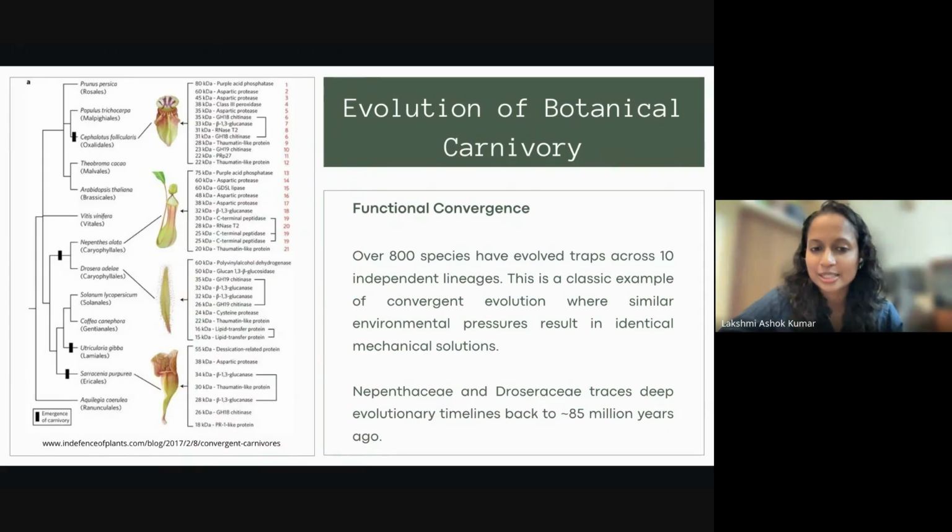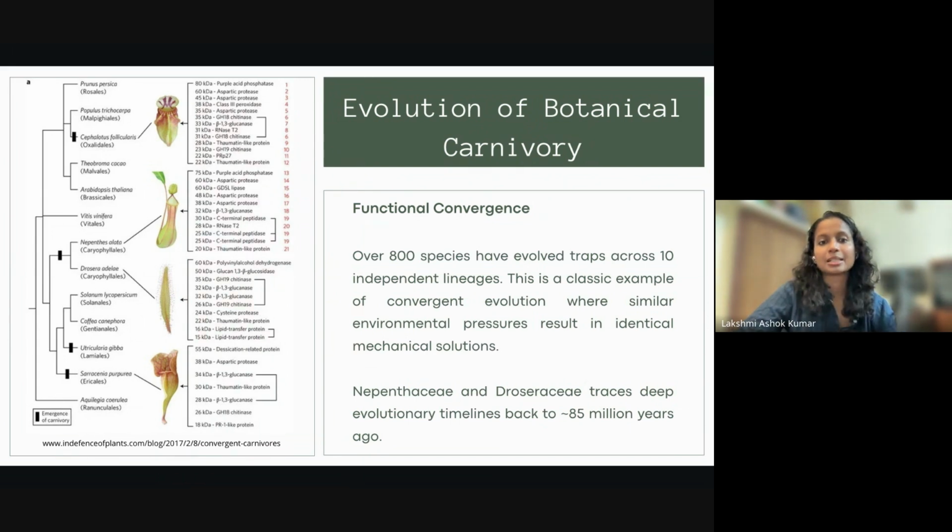So when you're looking at different species of carnivorous plants that are already being studied now across the world, there are over 800 species. All these 800 species, or even more than 800 species, now more of them are getting hybridized. New species are even being found very recently. So all these species have evolved in different lineages. Each family has evolved at different timelines of evolution.